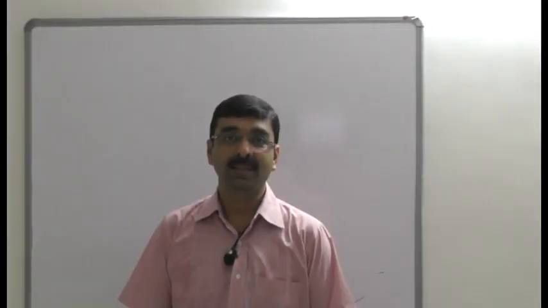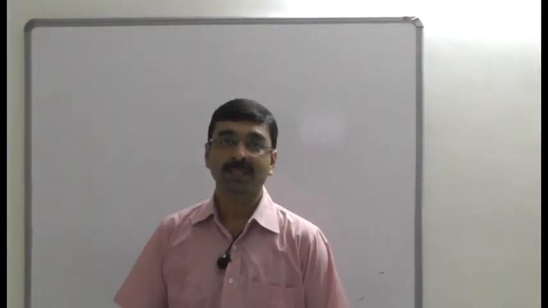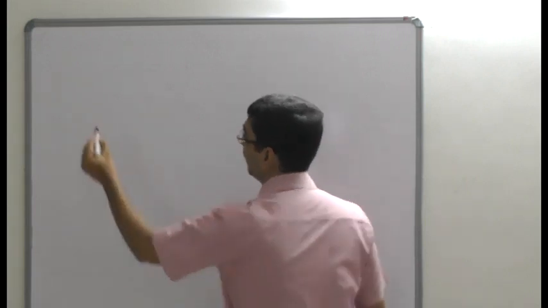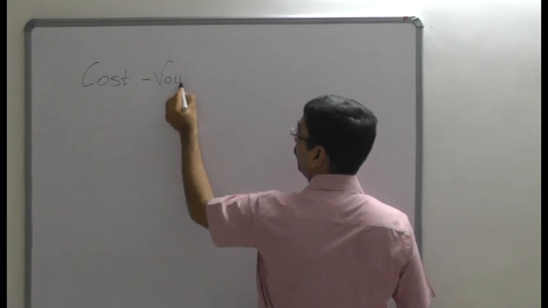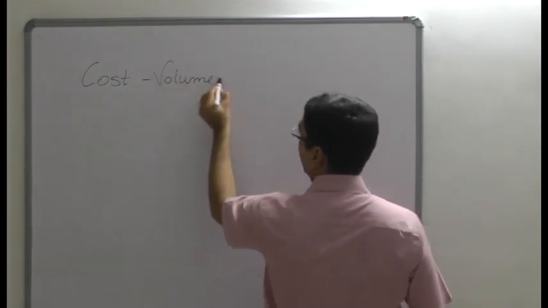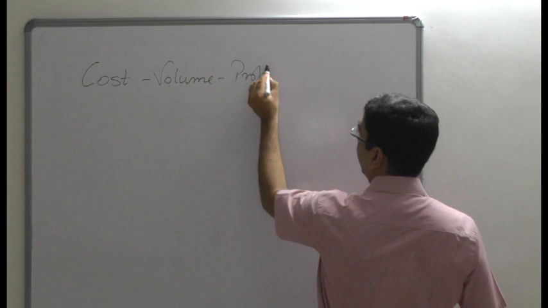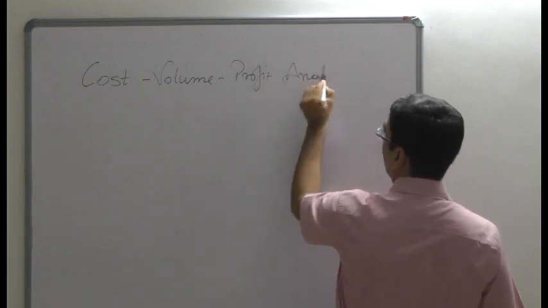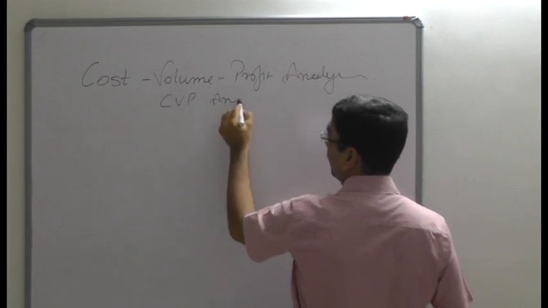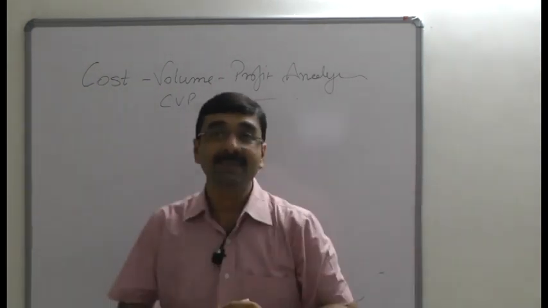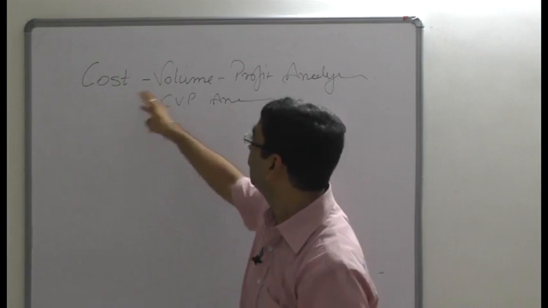Now here, this is the last point of marginal costing, which is cost, volume, profit analysis. It is called CVP analysis. So here in CVP analysis, if you identify, there are three important words.